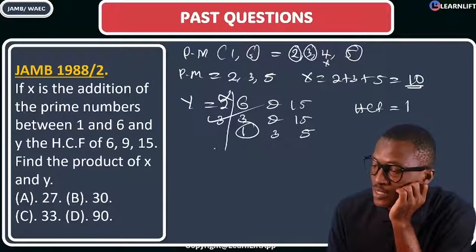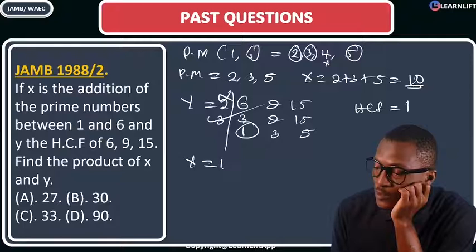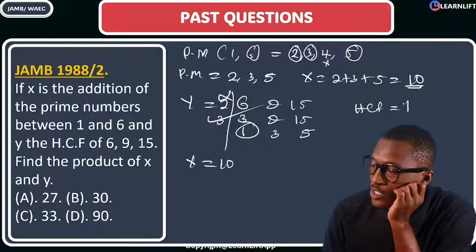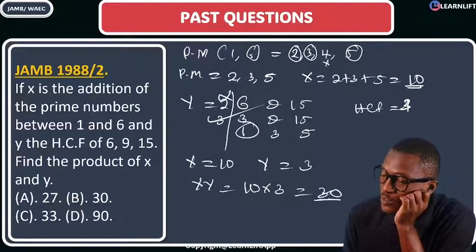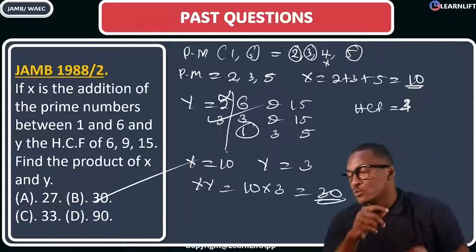What is x? x is 10. x is equal to 10. So the HCF is what? 3, from what we got here. So y, which is our HCF, is equal to 3. So what will be xy? xy will be equal to 10 times 3, which will be equal to 30, making option B correct.